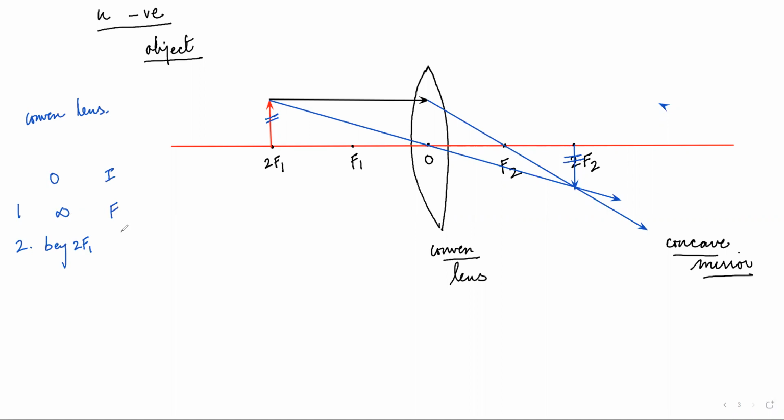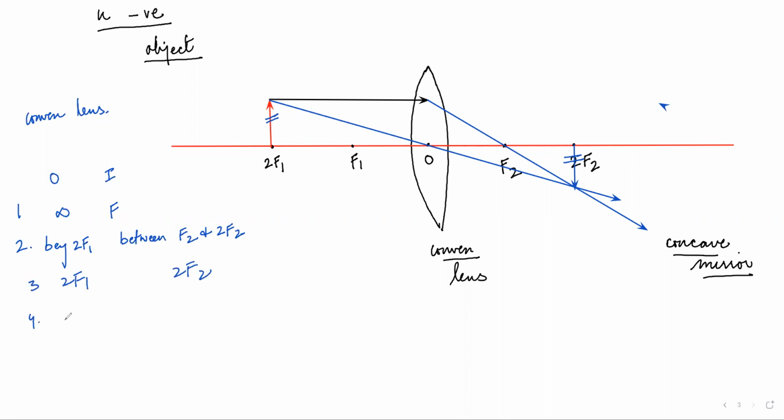Second case. Yes, students. Between F2 and 2F2. F2. Third case, object is at 2F1. The image is at 2F2.